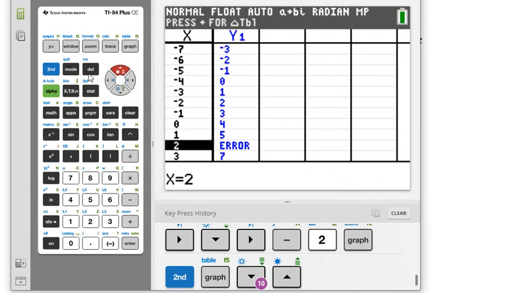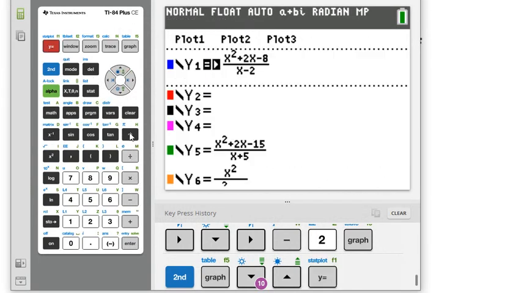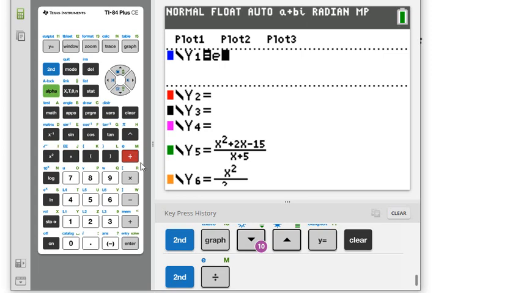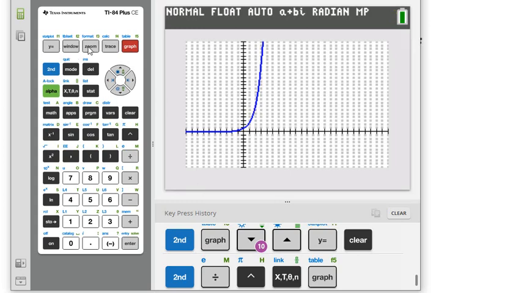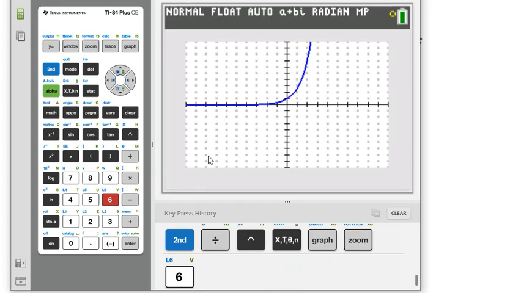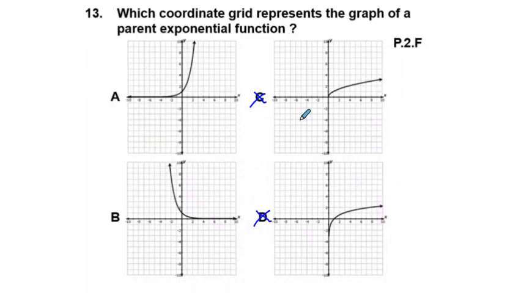And what that could look like is if we go over here and put in e to the power of x, which is the natural exponential function. So it looks like this. If we go back to standard window, zoom 6, there it is. So answer choice A is our correct answer for 13. That should have been a pretty easy one, but yeah, a lot of people miss it.